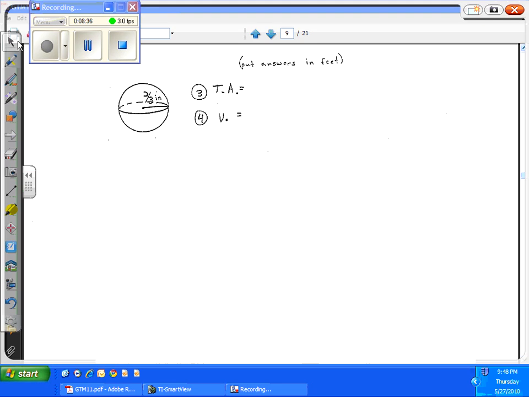So let's look at the total area here. Total area is 4 pi r squared. So 4, we have a fractional radius, so we're going to use the 22 over 7 version of pi. So 4 times pi times radius squared. The radius is 2/3 of an inch, so we have 2/3 of an inch, 2/3 of an inch.